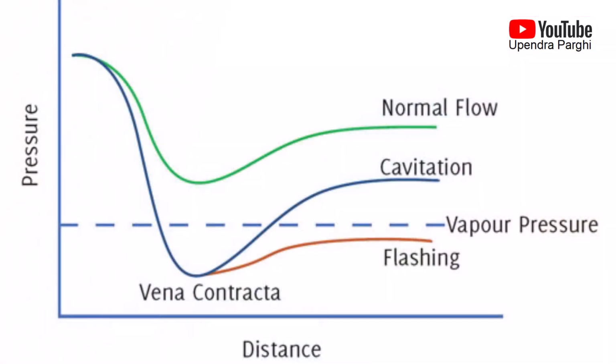A lot of engineers get confused between cavitation and flashing. Let me show another figure. Here you see there is a normal flow, there is a cavitation and there is flashing. As you know, the cavitation can be eliminated by using special trims. However, there is no solution for flashing. It is a process limitation for flashing.